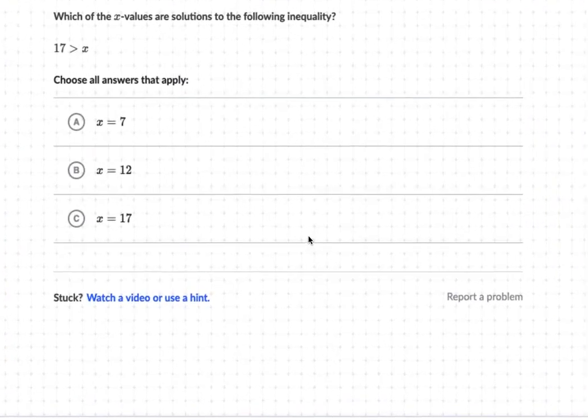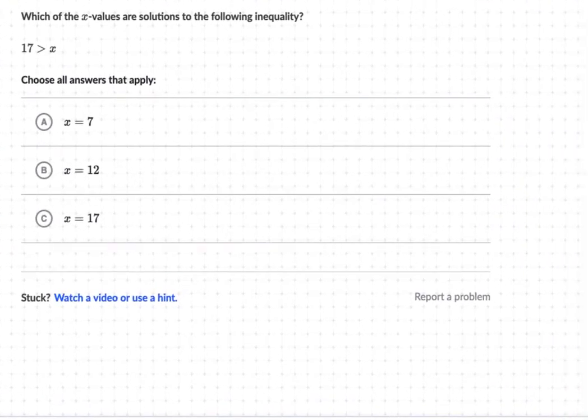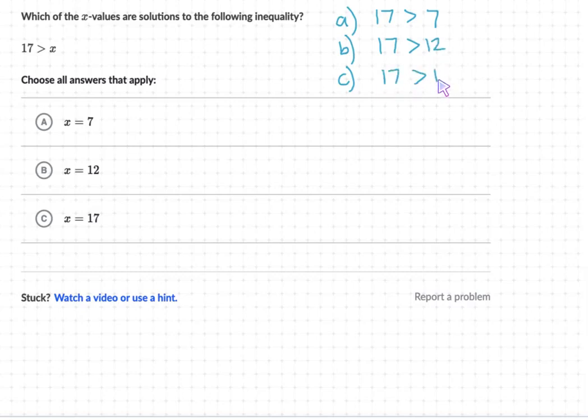Go ahead and pause the video and try this one on your own first. All right, so as before, we are replacing our variable with our given value. So instead of 17 is greater than x, I'm putting 7. For the next one, instead of 17 is greater than x, I'm putting 17 is greater than 12. And for the last one, instead of 17 is greater than x, I'm putting 17.